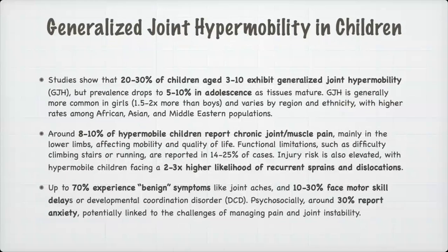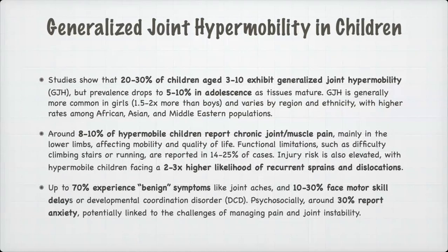So let's talk about generalized joint hypermobility in children to get a little bit of an understanding how it presents overall among all children. Studies show that about 20 to 30% of children aged 3 to 10 exhibit generalized joint hypermobility, but the prevalence drops to 5 to 10% in adolescents as their tissues mature. Generalized joint hypermobility is generally more common in girls, about 1.5 to 2 times more than boys, and varies by region and ethnicity, with higher rates among African, Asian, and Middle Eastern populations.